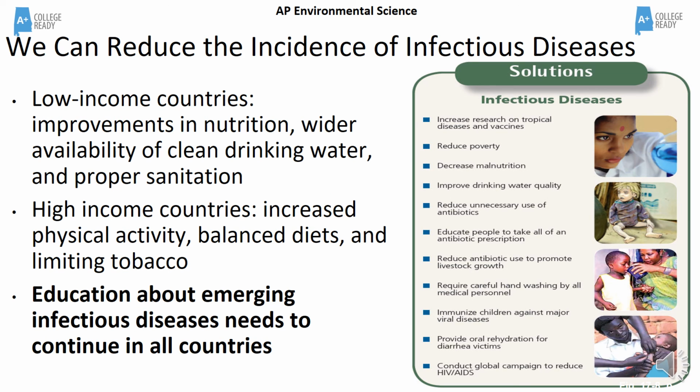To combat diseases in low-income countries, the primary needs are improvements in nutrition, wider availability of clean drinking water, and proper sanitation. In high-income countries, increased physical activity, balanced diets, and limiting tobacco use are needed to improve health. Education about emerging infectious diseases needs to continue in all countries.